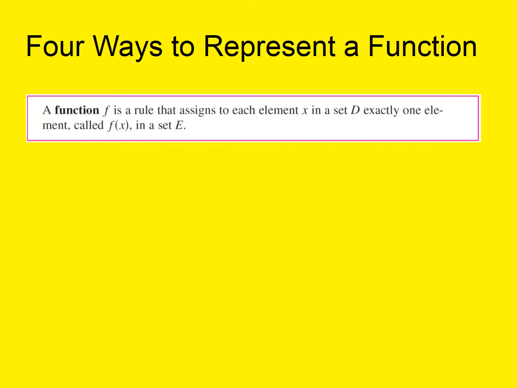Here's a definition. A function is a rule. We are not to think that a function is a set of ordered pairs. It's a rule. We could say it's a correspondence. A function f is a rule that assigns to each element x in a set D exactly 1. Those are the important words in this definition. Exactly 1 element called f of x in a set E. I don't know why we wouldn't call that set R, but we'll call it E.